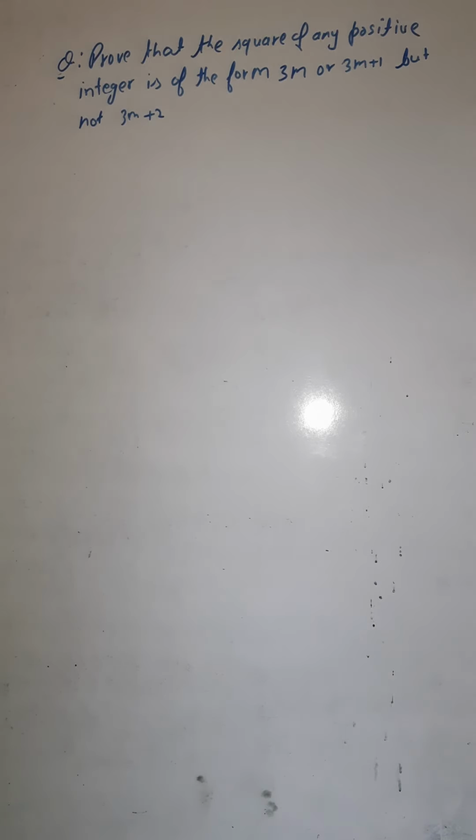And now this is the next question. The question is, prove that the square of any positive integer is of the form 3m or 3m plus 1, but not 3m plus 2. The same way we did the previous question, this question also you have to do like that.